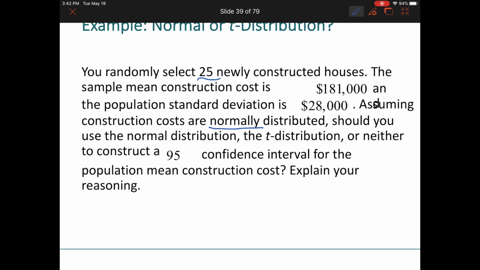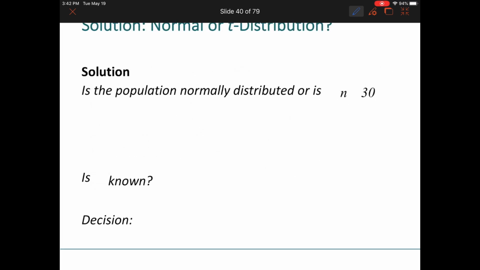And here we only have 25 newly constructed houses. So I'm looking for the word normal. There it is. So I just went ahead and took care of that right away. Sample mean construction cost is 181,000, and the population standard deviation is 28,000. Okay, so should we use the normal, the t, or neither to construct a 95% confidence interval, which by the way has nothing to do with it, for the population mean construction cost? Explain your reasoning. We do have normal.